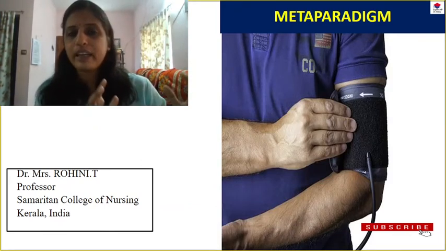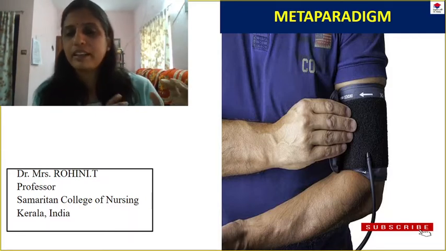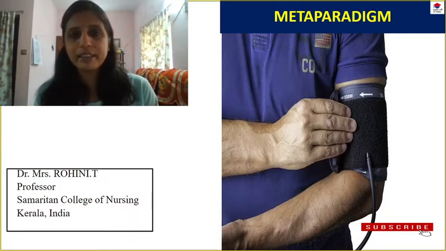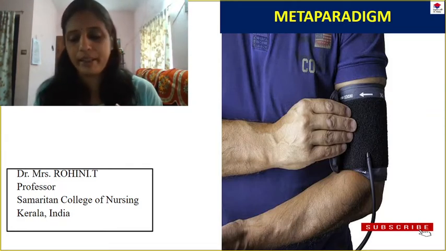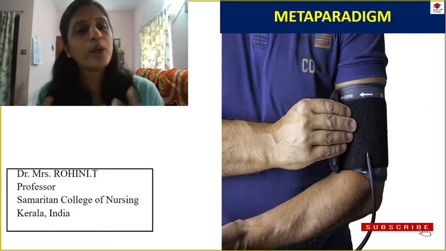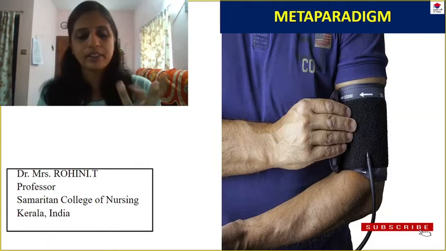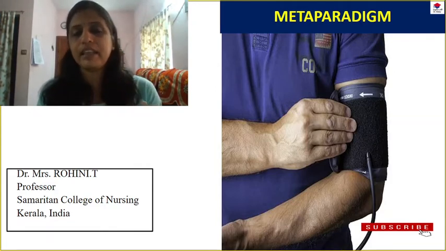Okay. So the crux of the theory is over. That is five concepts, five assumptions, three principles. Next, let us look into the meta paradigm. So what is the meta paradigm? What all comes under meta paradigm? Four things: person, health, environment, nursing. So these are the four things which come under meta paradigm.